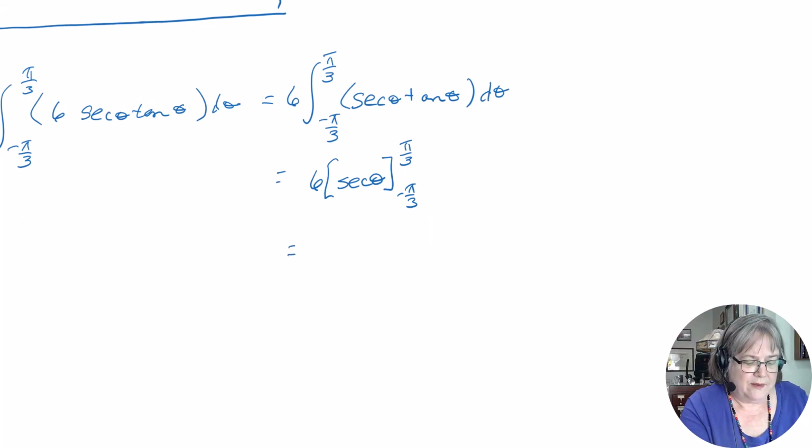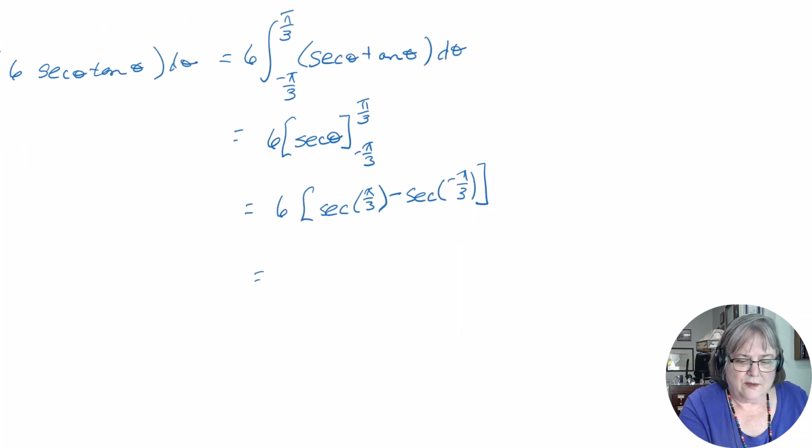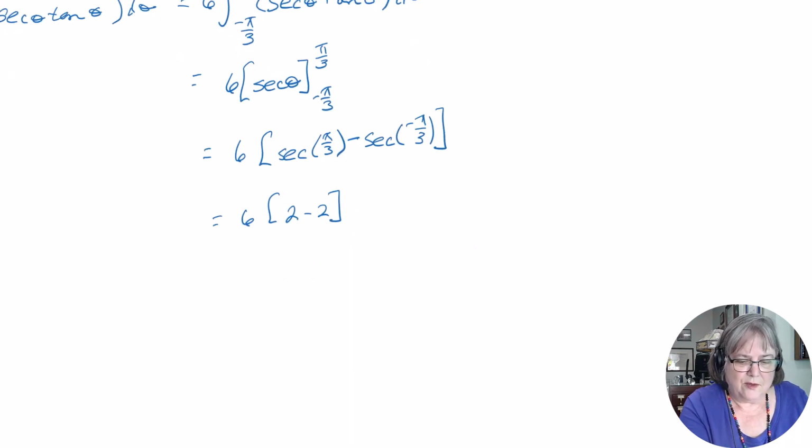So you have 6 times secant of pi over 3 minus secant of negative pi over 3. So this turns out to be 6 times 2 minus 2. So this turns out to be 0.